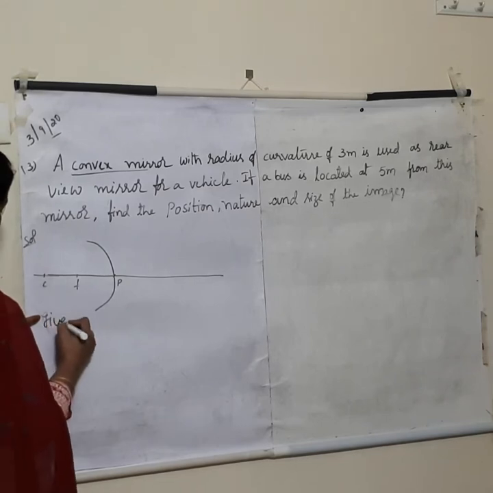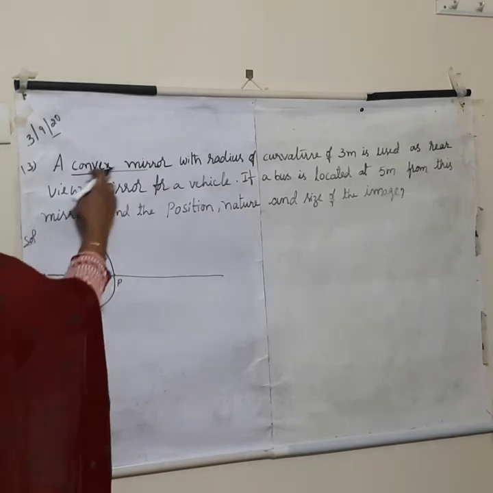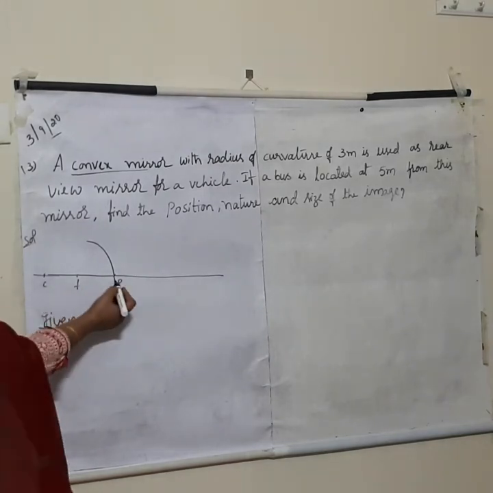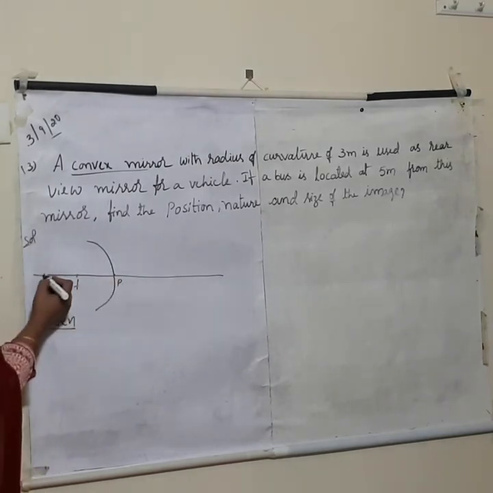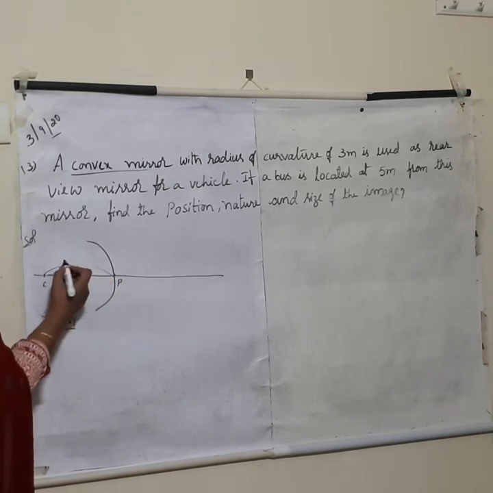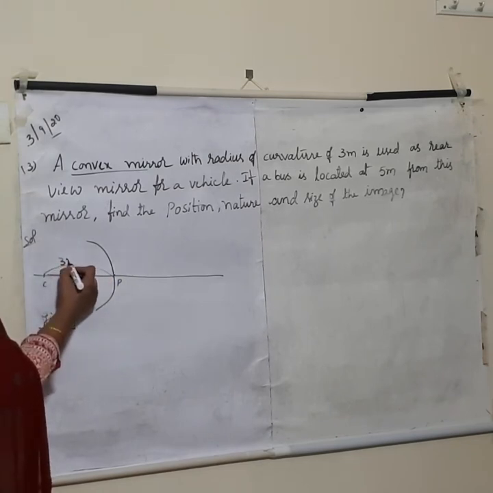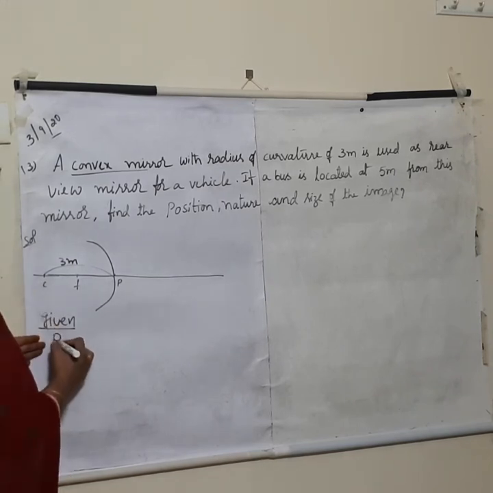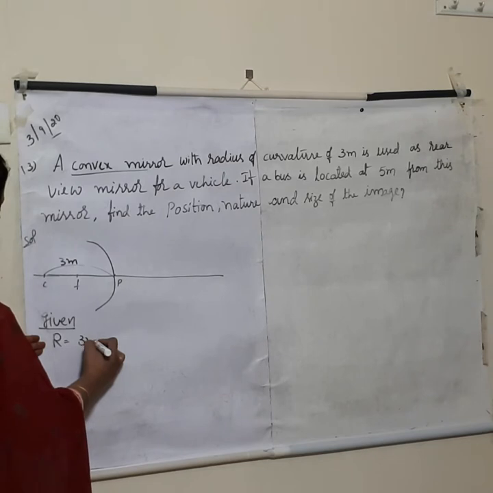Given a radius of curvature 3 meters. So radius of curvature means from P to C. This value is given how much? This is 3 meters. So R is equal to 3 meters.